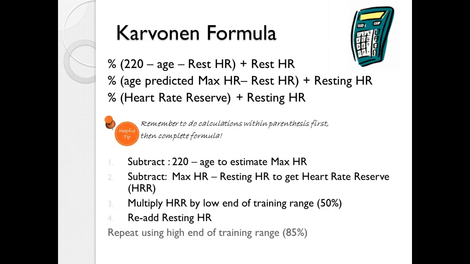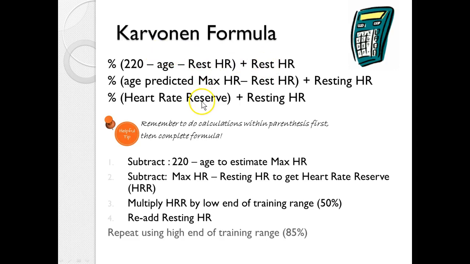The Karvonen formula is a little more complicated. You'll notice that in the parentheses we have to first take 220, subtract out our age to get the age predicted max, and then we need to subtract our resting pulse. This is the first step, what's in the parentheses. Then we'll multiply it by the percent, or do the part of the equation that is not separated by a symbol. And then the final step would be to re-add the resting pulse.